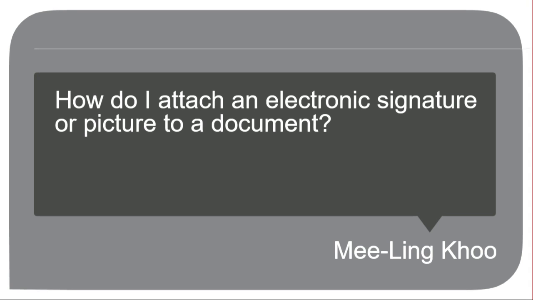One from Mealing, which I thought raised a more general principle. How do I attach an electronic signature or picture to a document? Now, the answer to this one is, how would you do it if you weren't using Dragon? Because there's nothing particularly magical here about what Dragon does, except that you can have boilerplate text in voice commands, in voice macros, that can put a whole lot of text in there. But if you've got an application where you've got the ability to attach things to a document or whatever, then you can basically use Dragon in the same way.